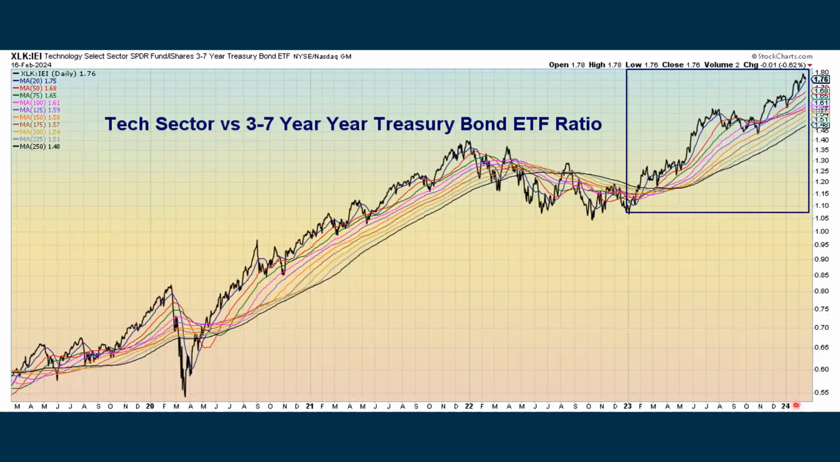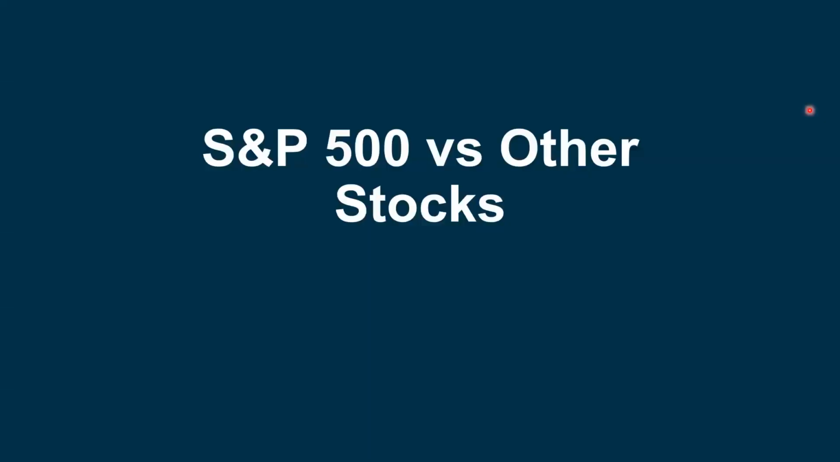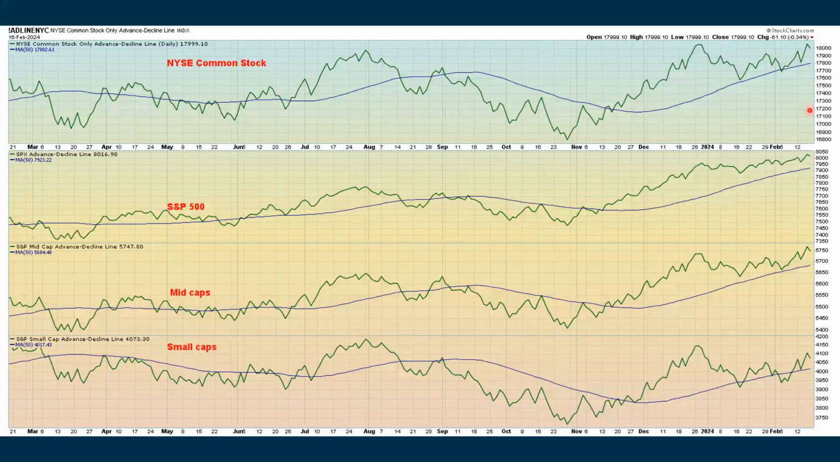We look at the tech sector, which continues to outperform the 3 to 7 year bond ETF. And then we look at some other stocks. And I show this in every daily video. This is the advanced decline line for the NYSE Just Common stock, where it's still above its moving average. The S&P, it declined a bit on Friday, but it's also above its moving average. We're still above the moving average with the mid caps, and we've been showing some improvement with the small caps, but it's still lagging behind here.